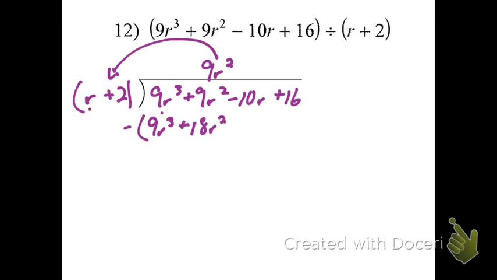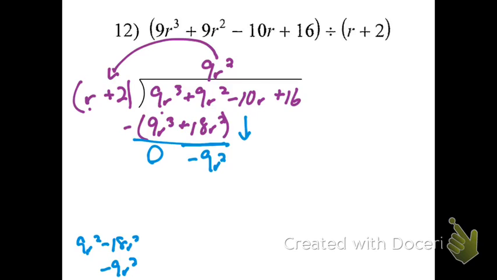So now we have to subtract. This is where it gets kind of difficult because you have to deal with some negatives here. Now, the first part's a 0. You got to have a 0 there. Now, the second part over here, we have 9r squared minus 18r squared. That would be negative 9r squared. So that goes right there, and we drop down the negative 10r.